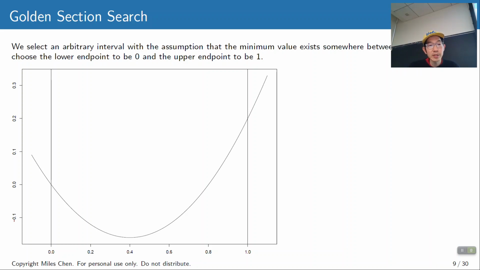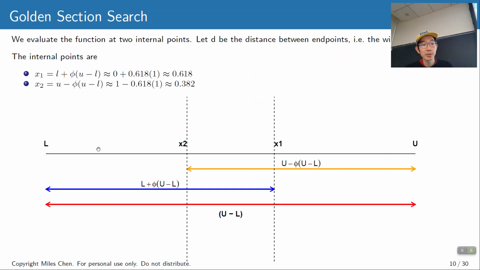And what I do is I calculate the value of the function at two locations. The two locations will basically be at 0.618 and 0.382. I'm just going to take the golden ratio. So the golden ratio going from 0 to 1 is around 0.618. I go the golden ratio from this end over here, which takes me to 0.618. And then I go the golden ratio length from 1 going towards 0, which takes me to around 0.382. So if I have my lower bound, I go the golden ratio over this way, and then I have my upper bound, I go the golden ratio over this way.